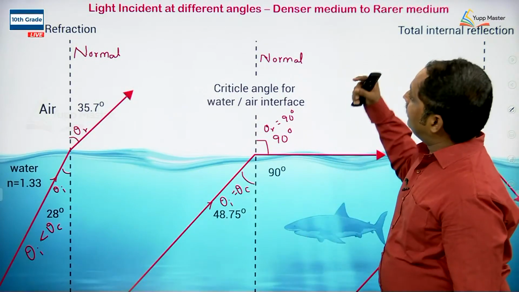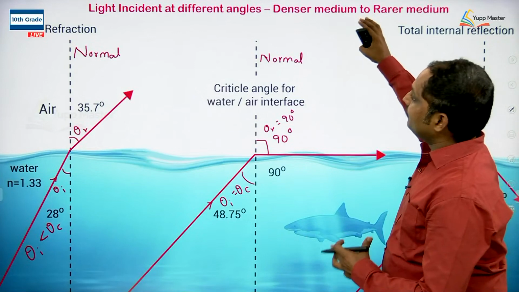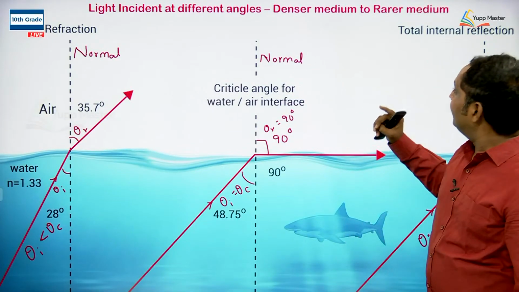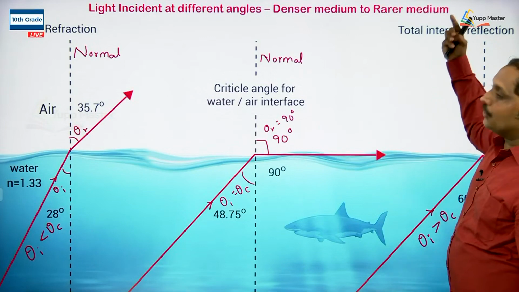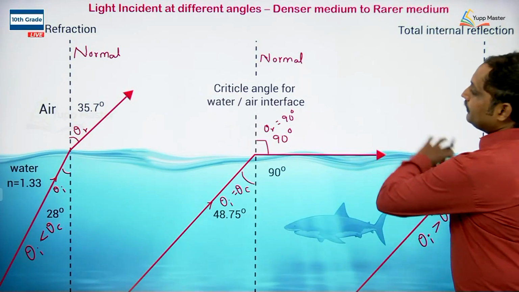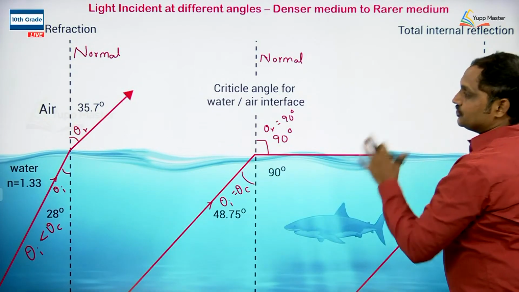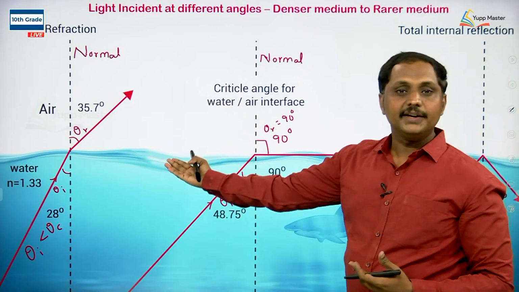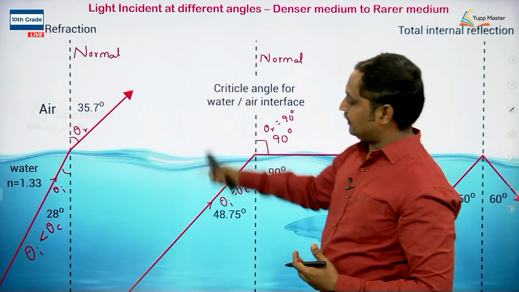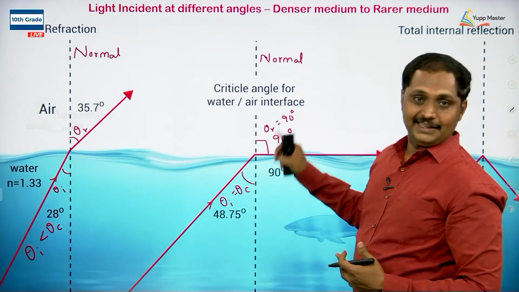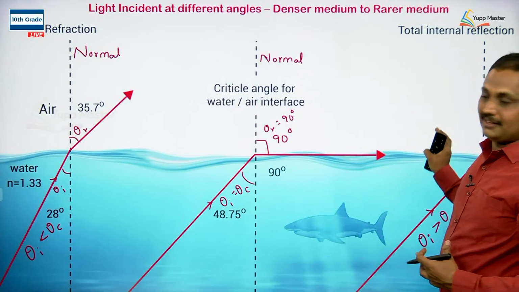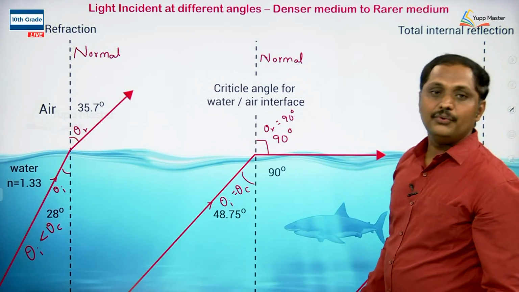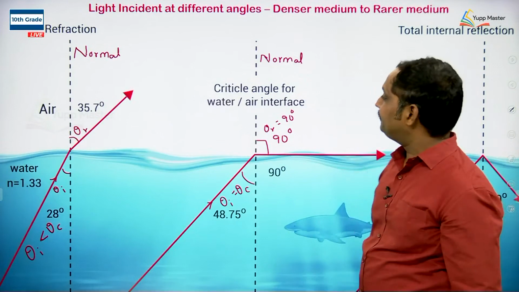So, this is the case we have studied, light incident at different angles, from denser medium to rarer medium. From this picture, what we have observed is what happens if we make the light incident at less than the critical angle, at the critical angle, and greater than the critical angle. Now, let us go for another observation also.